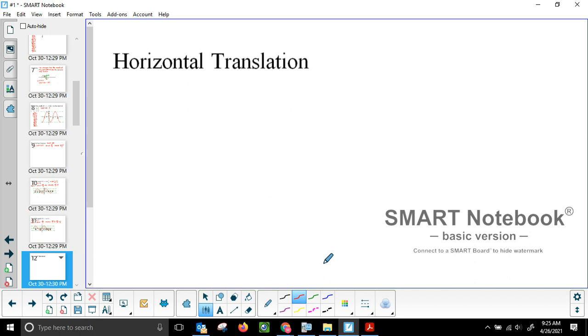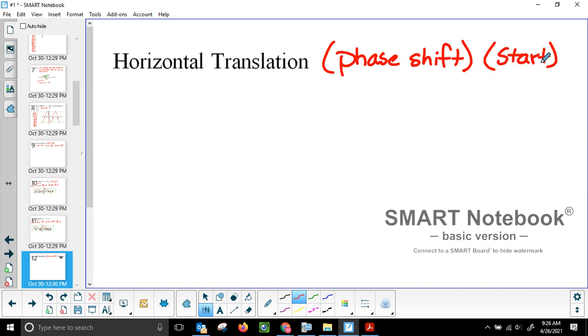All right. A horizontal translation. Now, with sine and cosine curves, we typically don't call these a horizontal translation. They are more often called phase shifts. All right, and I actually call this the start. Where am I starting my graph from?